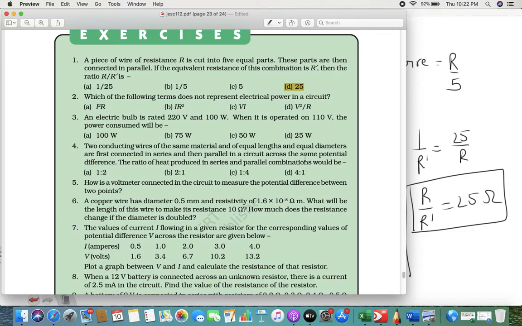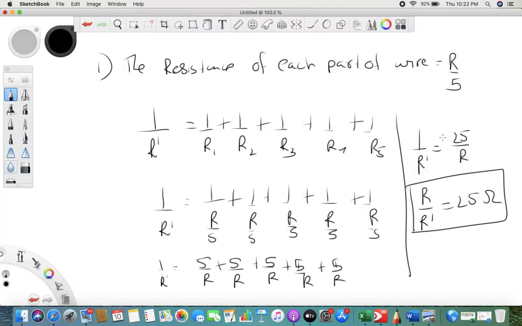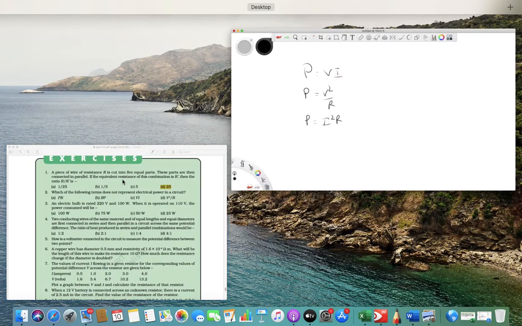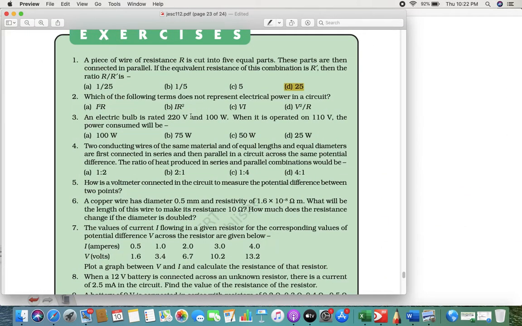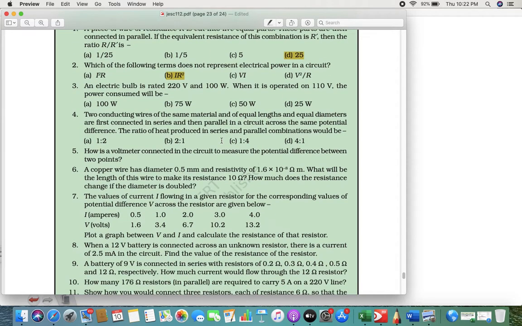Now they have given: which of the following terms do not represent electric power? As you can see, power has VI, V square upon R, I square R, right? Can you see these 3? So the first is there, the second no, the third there. So basically B is the answer because they asked which do not represent.